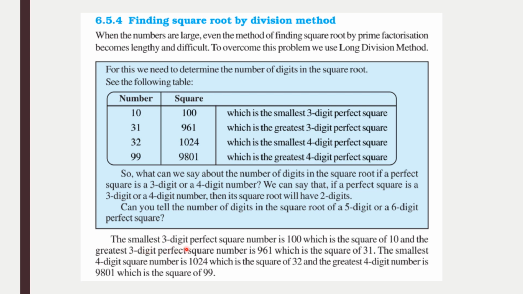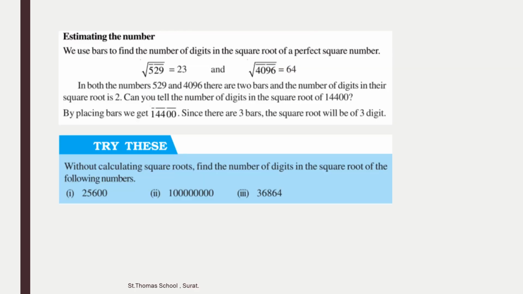The smallest 3-digit perfect square number is 100, which is the square of 10, and the greatest 3-digit perfect square number is 961, which is the square of 31. And the smallest 4-digit perfect square number is 1024, which is the square of 32, and the greatest 4-digit perfect square is 9801, which is the square of 99.